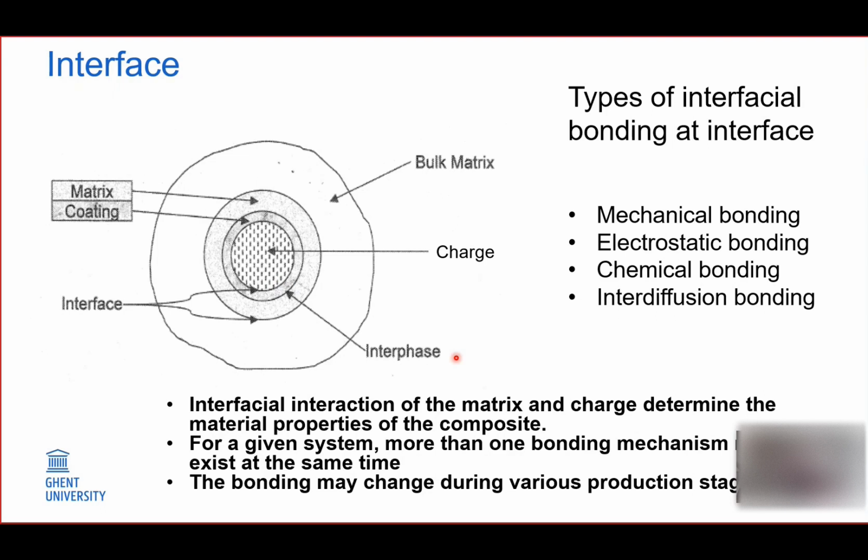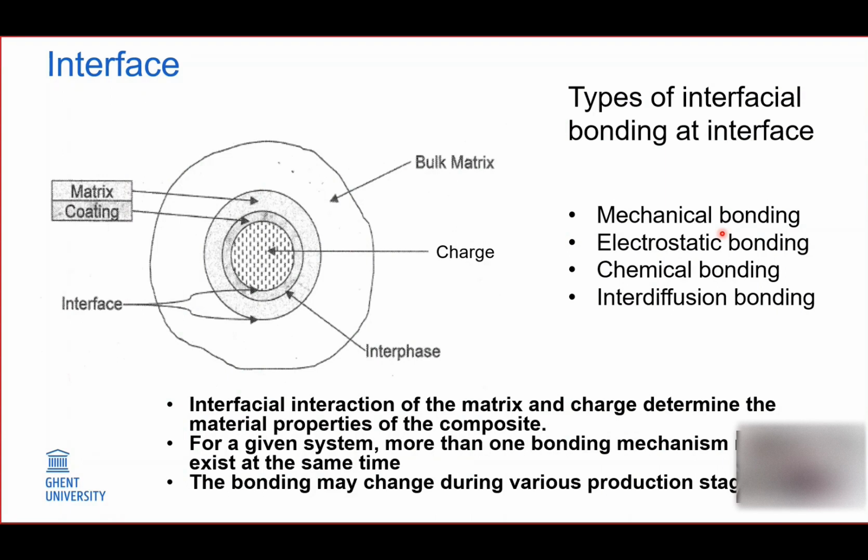Talking about how we can ensure that the charge is better connected to the matrix, that can be via mechanical bonding. There are some irregularities on the surface that interpenetrate each other. Electrostatic bonding, if there is a phase charge separation between matrix and charge. Chemical bonding, where we can induce some chemical interactions between matrix and charge and also enhance the bonding. And interdiffusional bonding, when the molecules of the matrix and charge interpenetrate each other and in that way ensure better interfacial bonding.